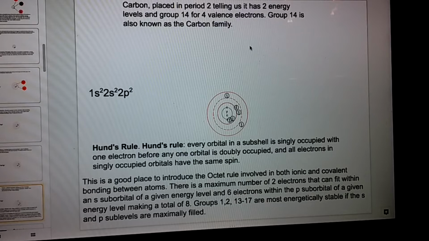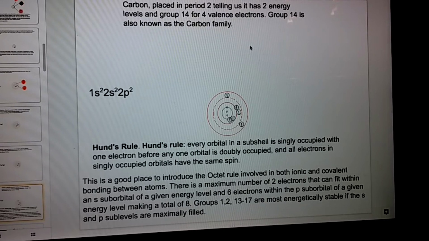Carbon, placed in period 2, telling us it has 2 energy levels, in group 14 for 4 valence electrons. Group 14 is also known as the carbon family. And to reiterate Hund's rule, every orbital in the subshell is singly occupied with 1 electron before any one orbital is doubly occupied. All electrons in the singly occupied orbitals have the same spin.